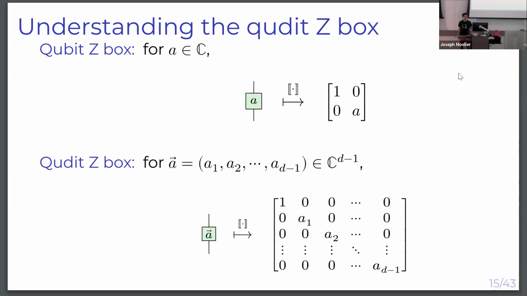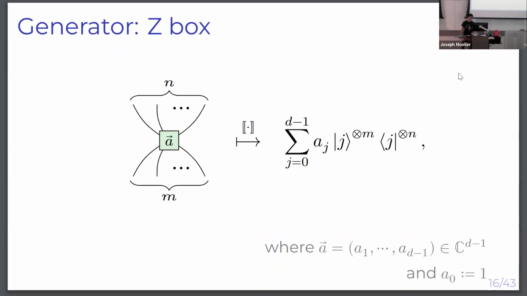And now to go from qubits to qudits, we have these Z boxes that store a list of numbers from a1 to a(D minus 1). And that's the natural generalization of the Z box. So a with the arrow here is a vector of numbers. And in general, these things are like spiders. They're Frobenius algebras. So you can add multiple legs, and this is a linear algebraic interpretation of it.